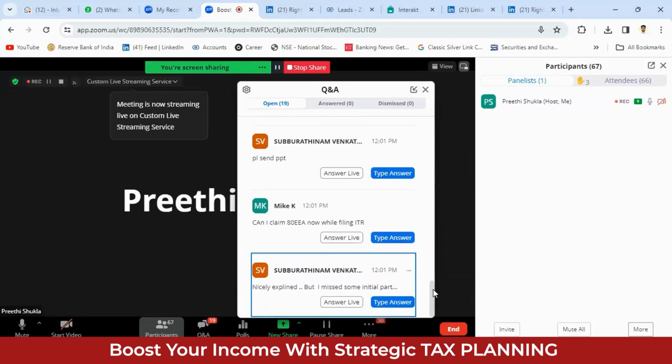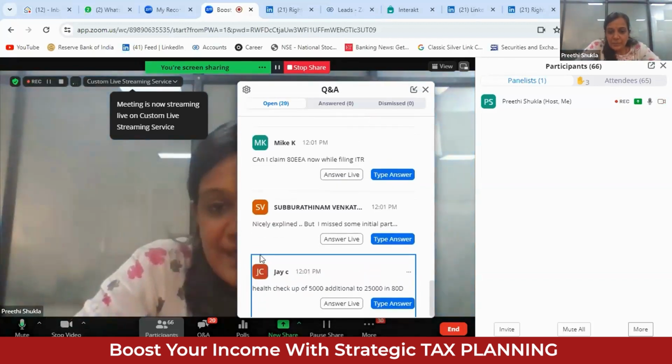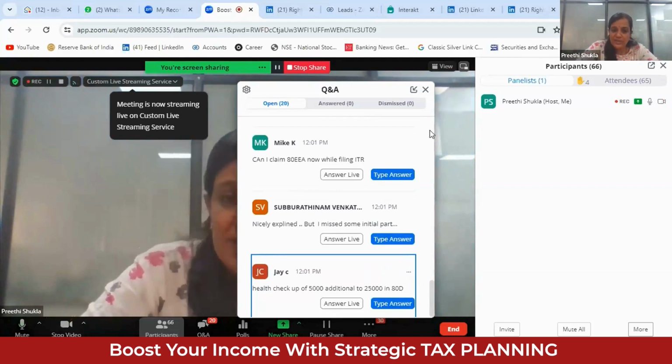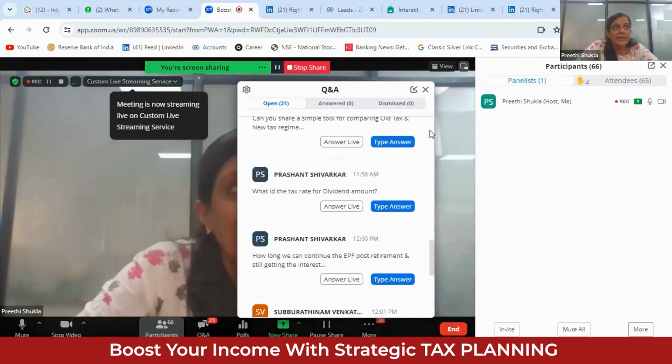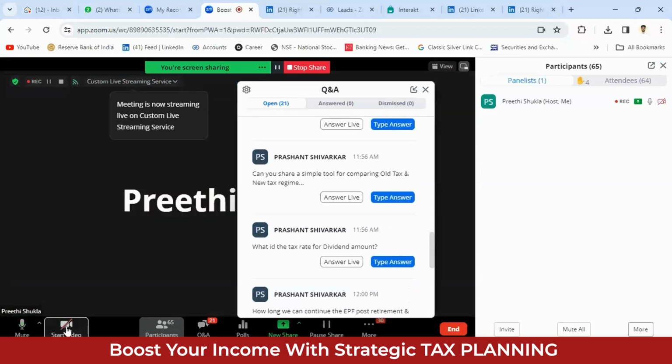Can I claim 80EEA while filing ITR? Yes, you can claim, provided you have taken the loan during the specified time period, and the property value falls within the limits. I don't think you can do it retrospectively, but you can claim for the next assessment year.